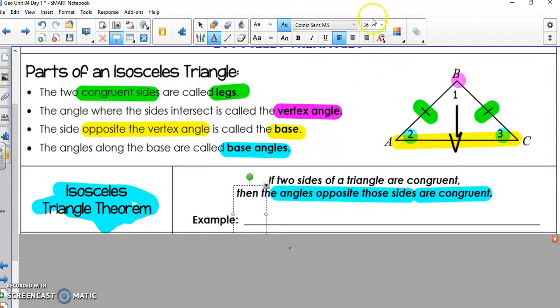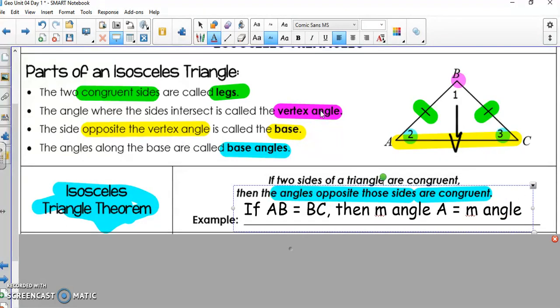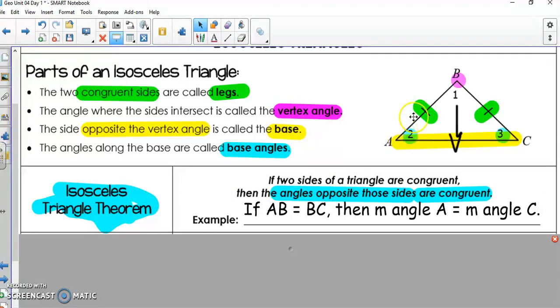So let's say, for example, we have this. If AB is equal to BC, looking at our figure right here, then the measure of angle A is equal to the measure of angle C. Again, if AB is congruent to BC, or the lengths are equal, then the measure of angle A is equal to the measure of angle C.